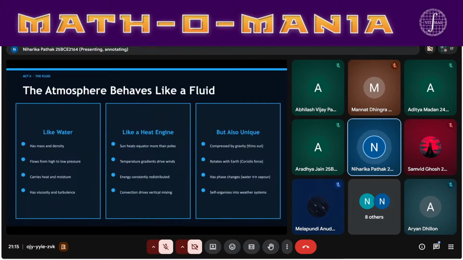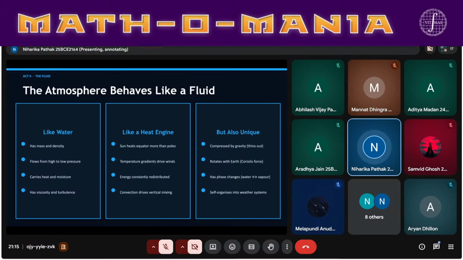Right. So, what exactly is the atmosphere mathematically speaking? It's a fluid, not metaphorically, literally. It behaves like water. It has mass, density, viscosity. It flows from high pressure to low pressure. It has turbulence. The same equations that describe water flowing through a pipe describe air flowing across a continent. Same underlying physics, wildly different scales.